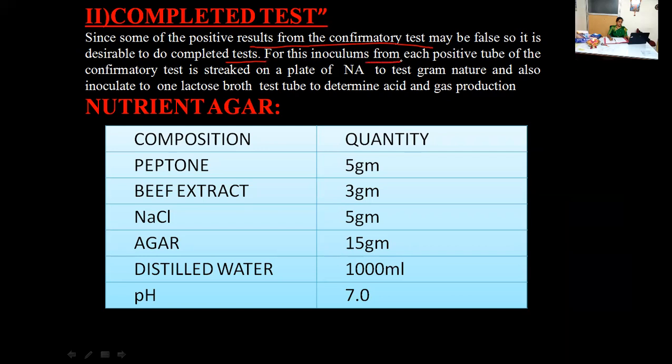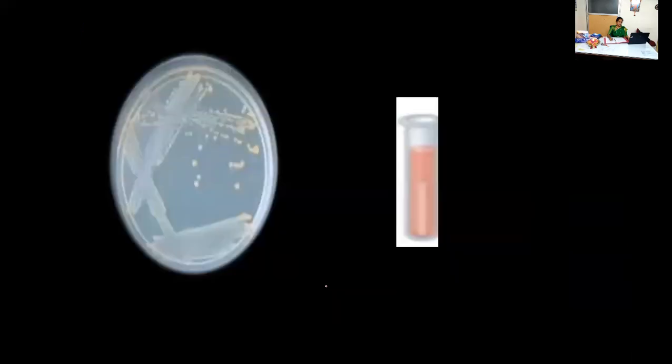The inoculum from each positive tube of the confirmatory test is streaked on a plate of nutrient agar to test gram nature, and we also inoculate one lactose broth test tube with Durham's tube to determine acid and gas production. Here I've given the preparation of nutrient agar, concentration of 1000 ml. Peptone 5 grams, beef extract 3 grams, sodium chloride 5 grams, agar 15 grams, distilled water 1000 ml, pH 7.0. This is the calculation for the preparation of 1000 ml of nutrient agar.